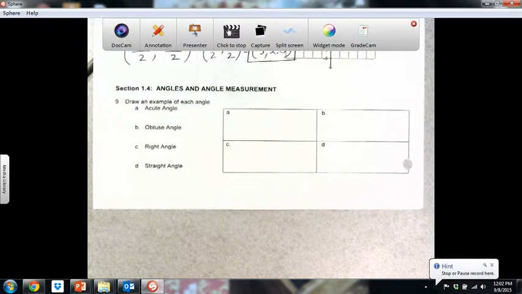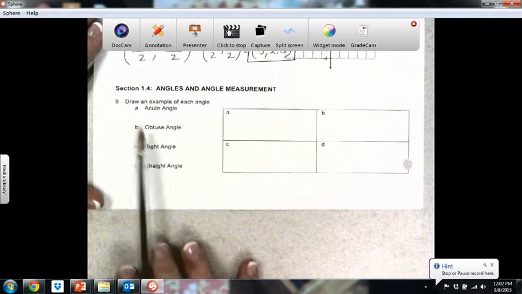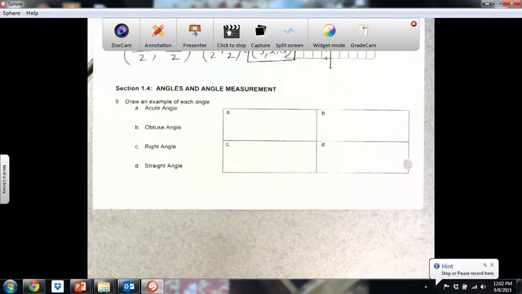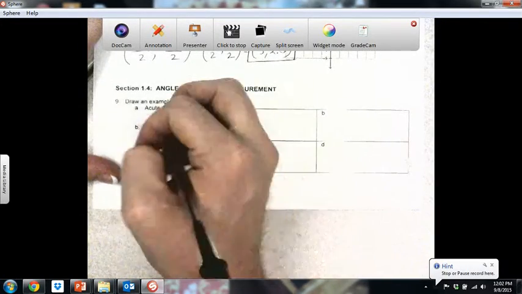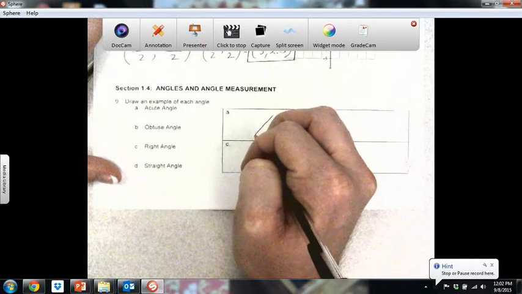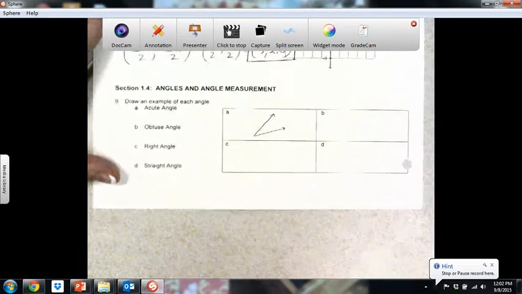The next section on your review has to do with angles and angle measurement. And so the first problem, number 9, asks us to draw an example of each type of angle. For part A, it says an acute angle, and I remember that acute means less than 90 degrees. So when I draw my picture, I want to make sure that my angle is smaller than 90 degrees.